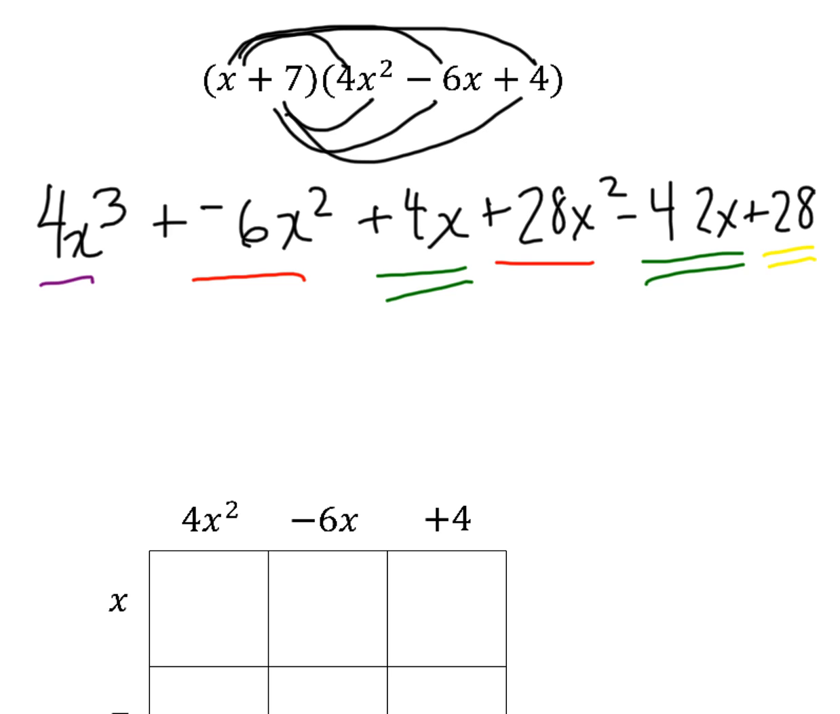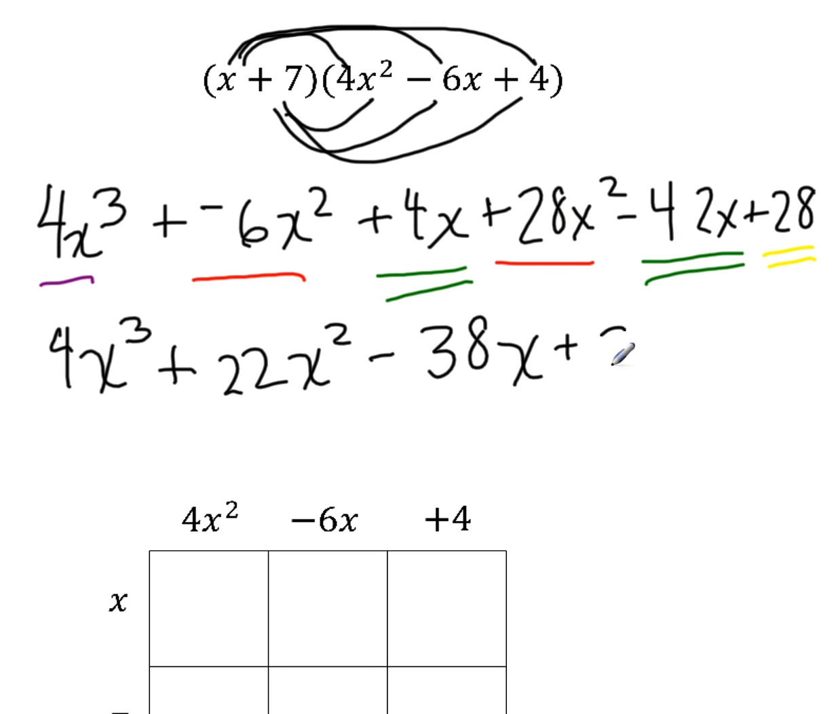So if I put them all together, I get 4x to the third. Notice how I'm doing it in descending order as well. And then I'm going to go to my red term next, and I'm going to get positive 22x squared. And then my green term next, I get negative 38x plus 28. And it's in descending order. And that's my final answer. Kind of messy, I must admit.